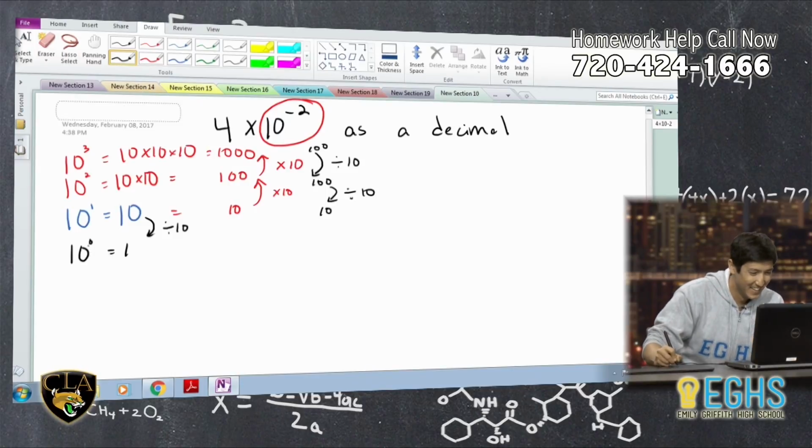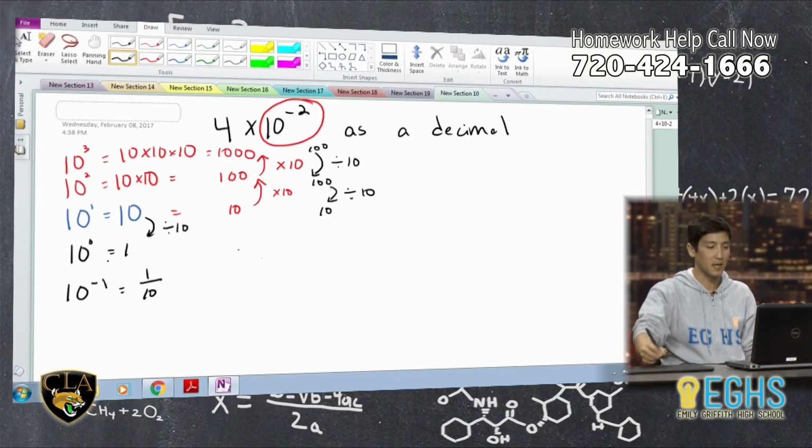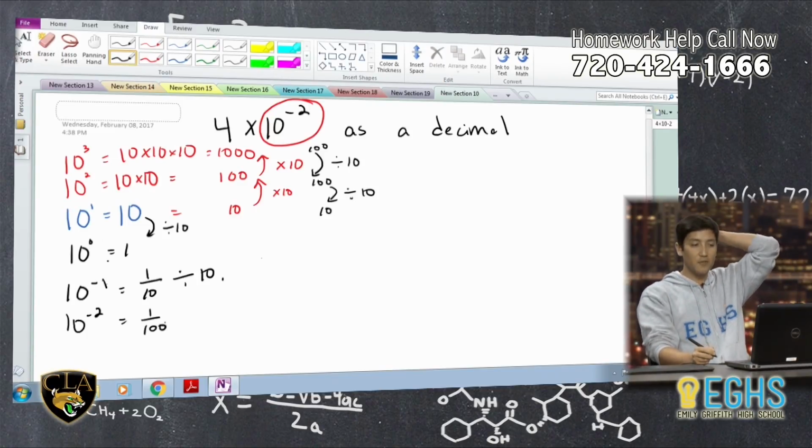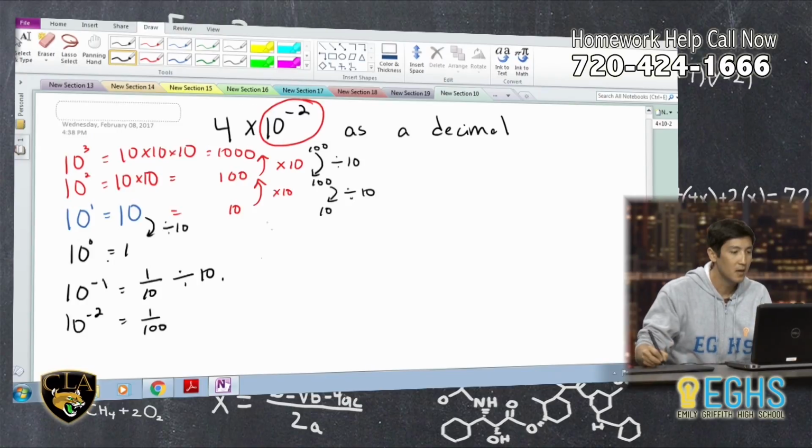If I go to 10 to the power of -1, continuing that pattern, we're going to divide by 10 every single time, and this keeps on applying. 10 to the -2nd, we would divide this by 10 again, which would give us 1 over 100. That pattern is really helpful to see because it helps you understand what is happening. We say 4 times 10 to the -2nd.